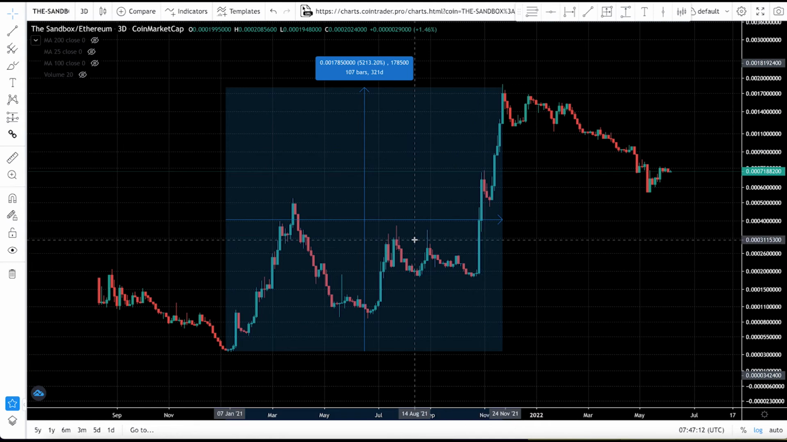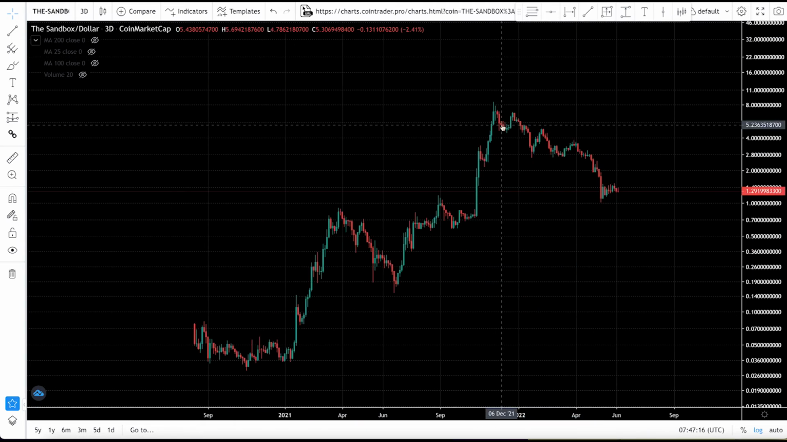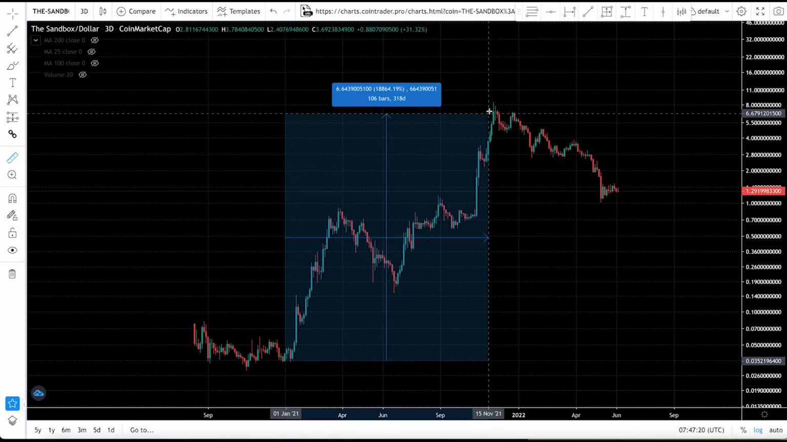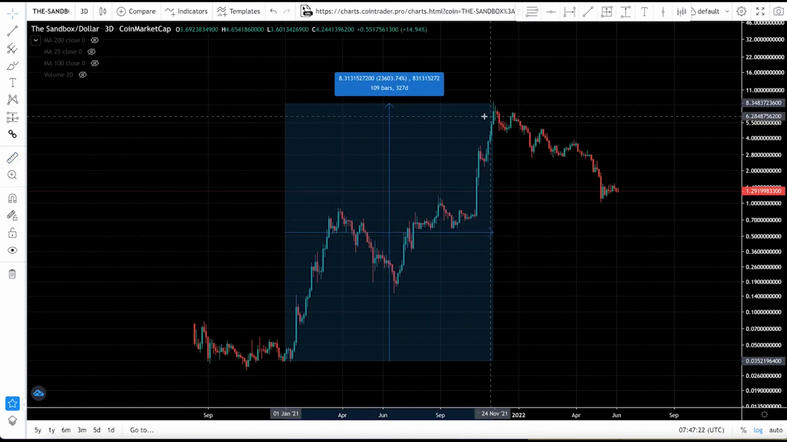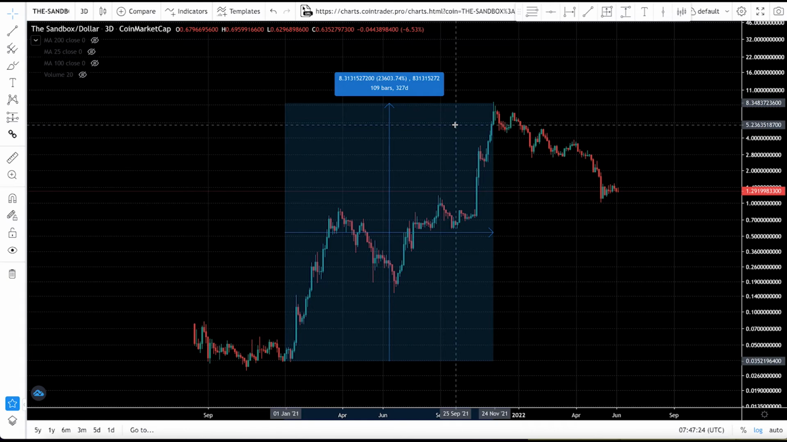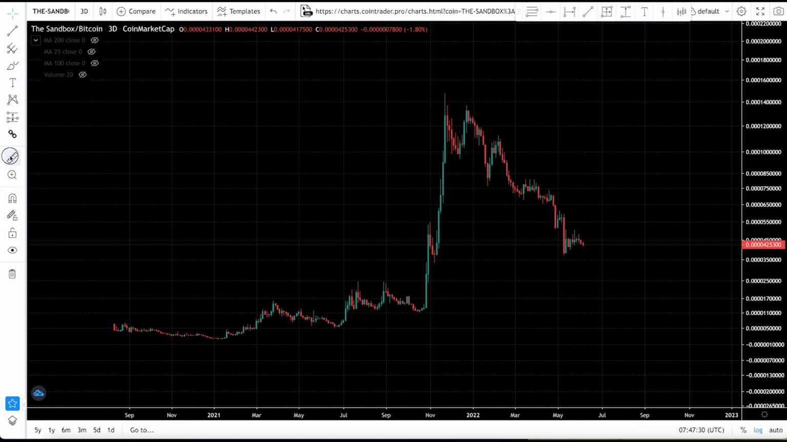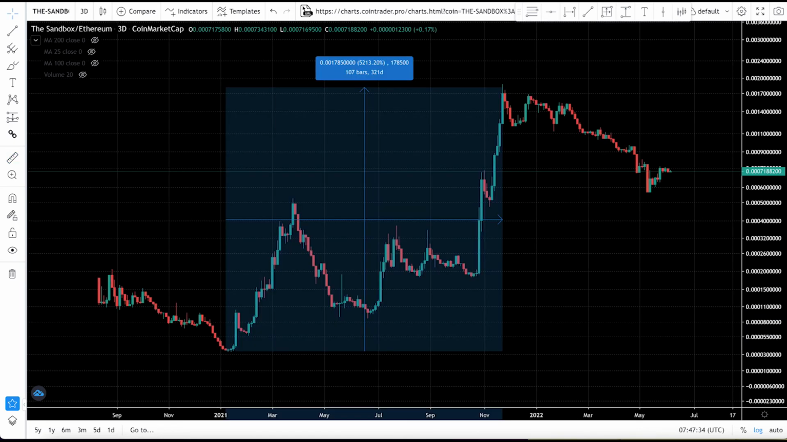Crazy returns. So if you have flipped your Ethereum for Sandbox, or you flipped your Bitcoin for Sandbox, or you flipped your US dollar for Sandbox at the beginning of January 2021, you would have been up crazy percentages. On the dollar pairing, or your US dollar, you would have been up 236x. On your Bitcoin investment, you'd have been up over 200 and something x. On your Ethereum pairing too, you would have been up over 52x. Crazy returns if you think about it, guys.